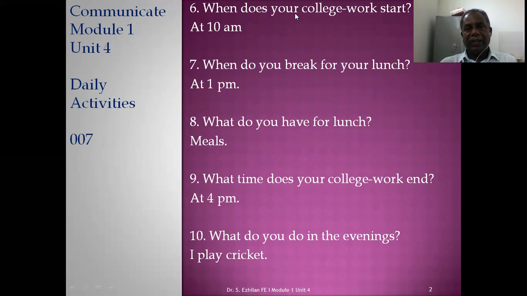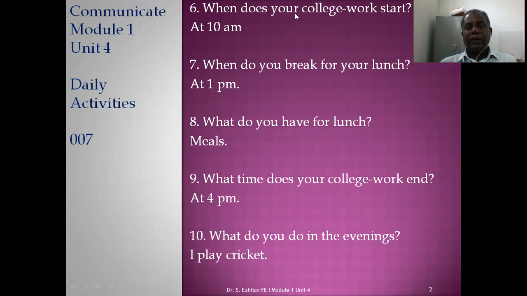Sixth question, when does your college start? At 10 a.m. And now they are asking, what time does your college work end? Wind up, closes. So at 4 p.m. If it is 4 p.m., you can say at 4 p.m. If it is 4:30, at 4:30 p.m. If it is 5 o'clock, at 5 p.m. or at 5 o'clock, at 4 o'clock, like that you can answer the question.